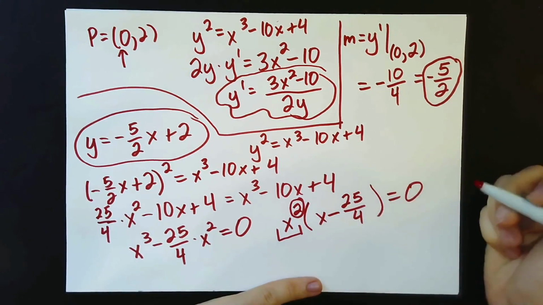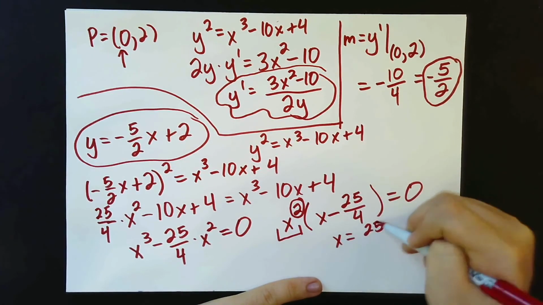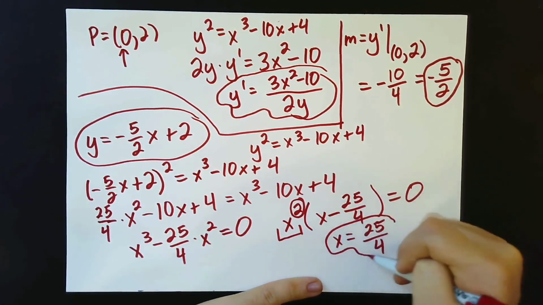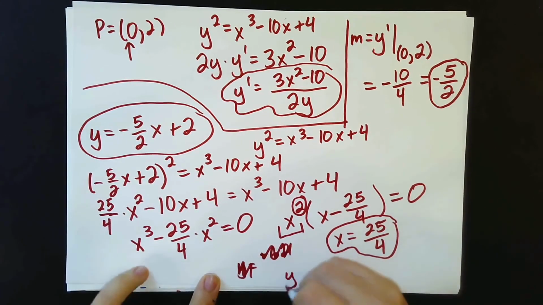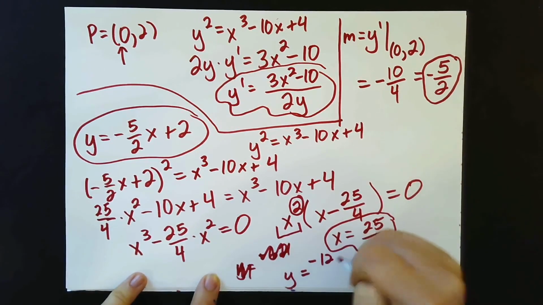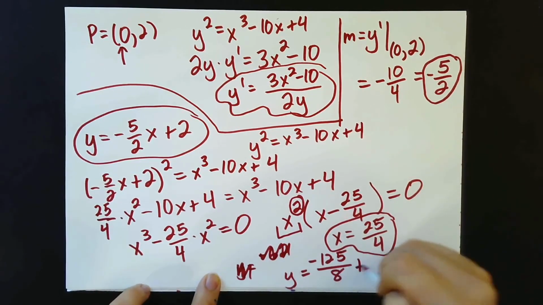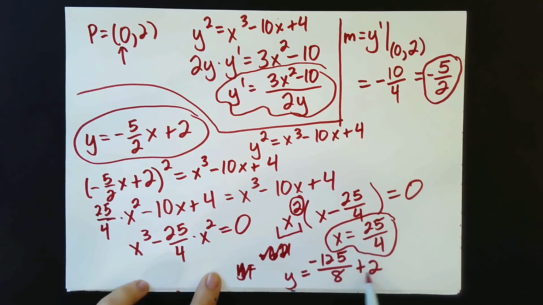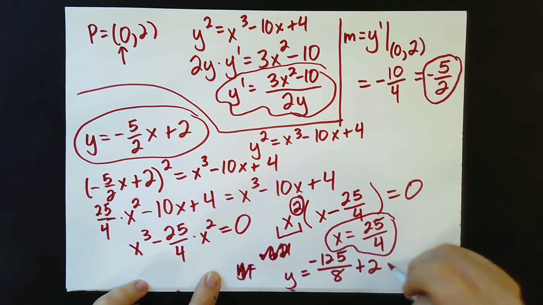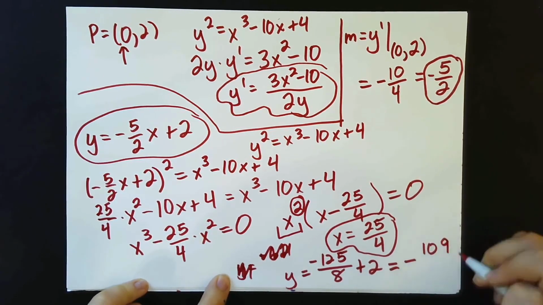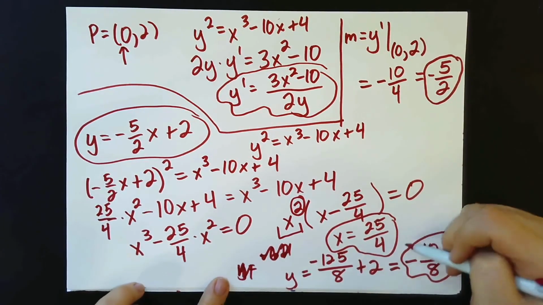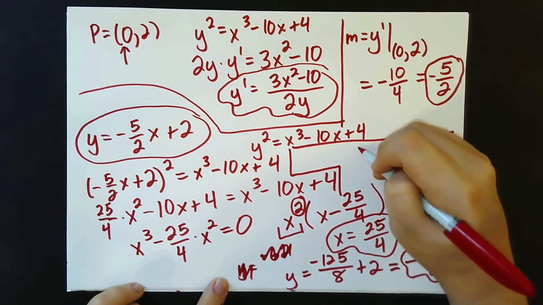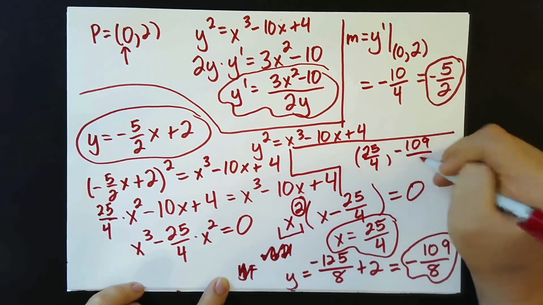And then here is our third point, where x is 25 over 4. Once x is 25 over 4, then we know what y is, which is going to be 125 over 8 plus 2. And so that'll work out to be a 16 I need to add in the numerator. And so that will be minus 109 over 8. And so if you look at these two coordinates, that gives us a new point, yet another one, on this curve.